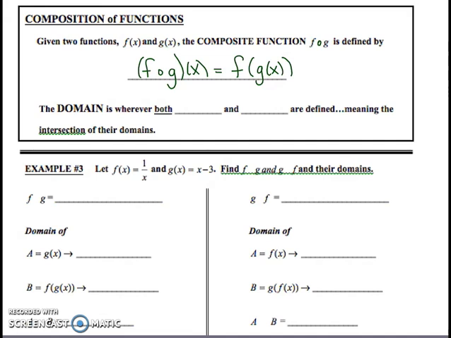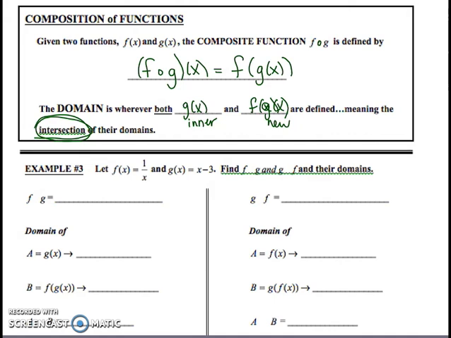And the domain of this function is going to be wherever both g of x, which is our inner function, and f of g of x, our new function, are defined. Meaning it is the intersection of their domains. So this should be pretty easy to remember because all of the operations that we were doing on functions previously, the addition, subtraction, multiplication, and division, that was always the intersection of their domains as well. So the domain here is going to be the intersection of their domains too.